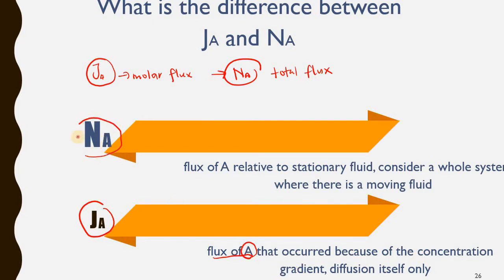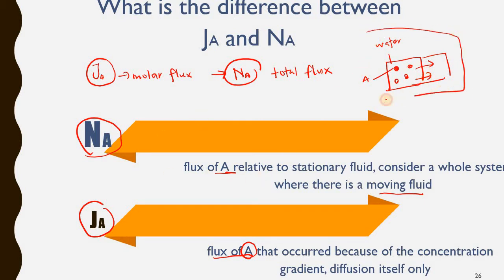However, NA is the flux of A relative to a stationary fluid. Consider a whole system where there is a moving fluid, which means if we have component A in water, both water and A are moving. So for this case, we should use the flux NA.